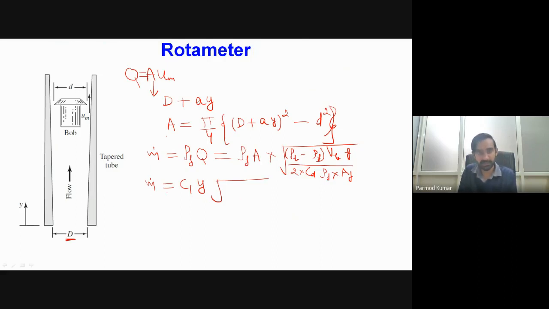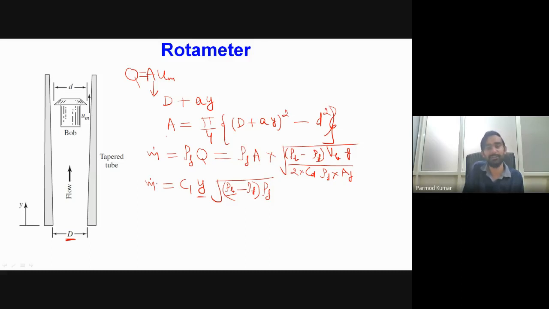Okay, so I can write the mass flow rate as C1 times Y into the square root of rho_f times (rho_b minus rho_f). Once again, because outside we have one rho_f and one rho_f is inside, we will get one rho_f inside the square root. All other parameters I am considering constant, and all these are accounted in C1. In order to account for variation of the flow area, we are considering Y over here. So this is the formulation of mass flow rate.